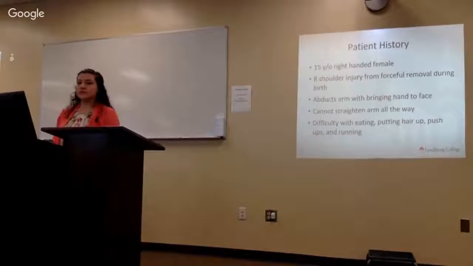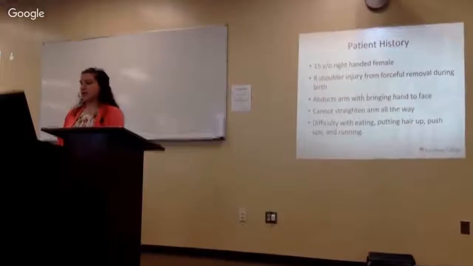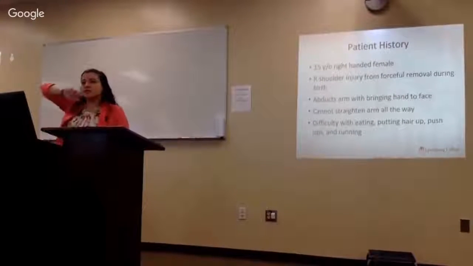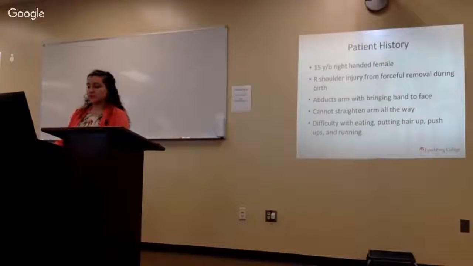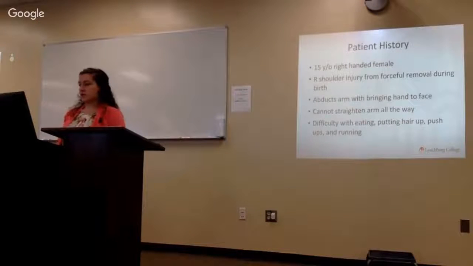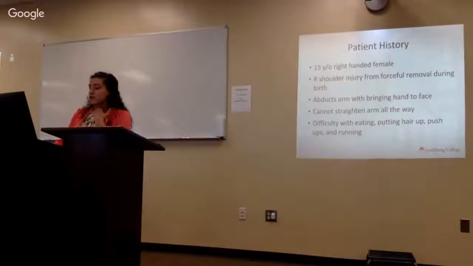She's a 15-year-old right-handed female. She had a right shoulder injury during birth, which was a forceful removal. And so whenever she brings her hand towards her face, she abducts her arm like this, and she's unable to straighten her arm all the way. And so these all result in having difficulty eating, putting up her hair, performing push-ups, and running during her soccer games.